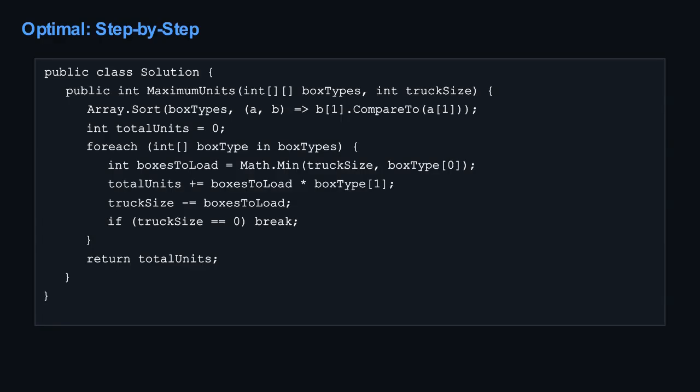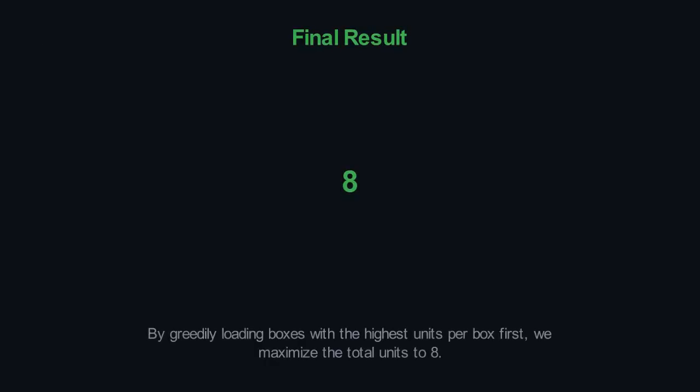Finally, 3 boxes, 1 unit each. We only have capacity for 1 box. So we load one of these. Total units become 7 plus 1, which is 8. Truck size becomes 0. We stop. The final total units loaded is 8.